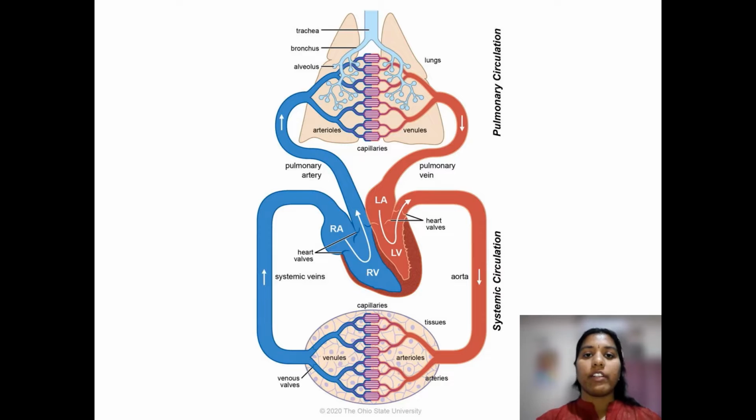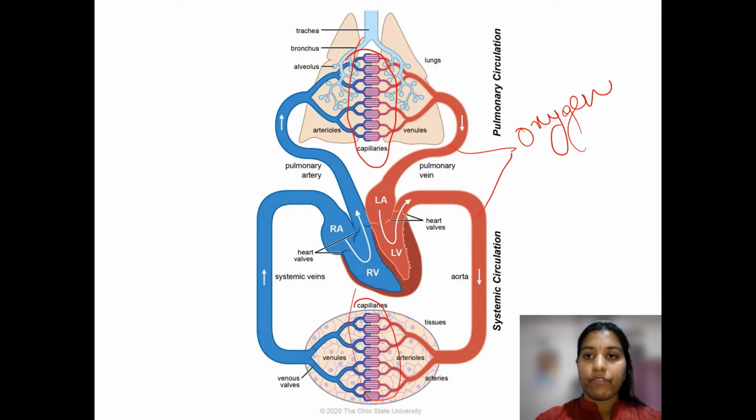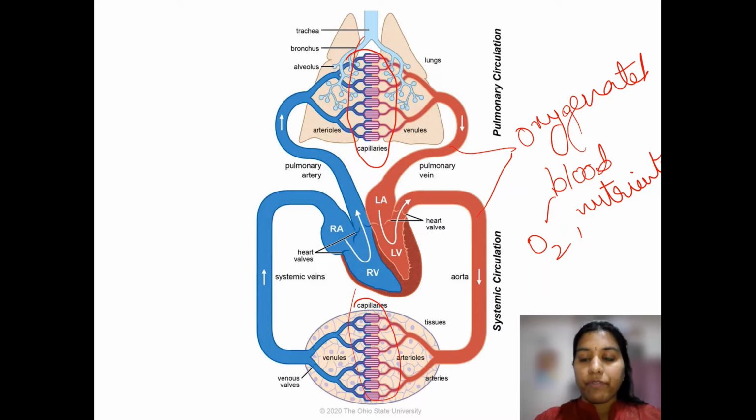In this picture, you can clearly observe these blood capillaries, and the red color here is used to depict oxygenated blood, which means this blood contains oxygen, nutrients, hormones, and many more that are required for our body.